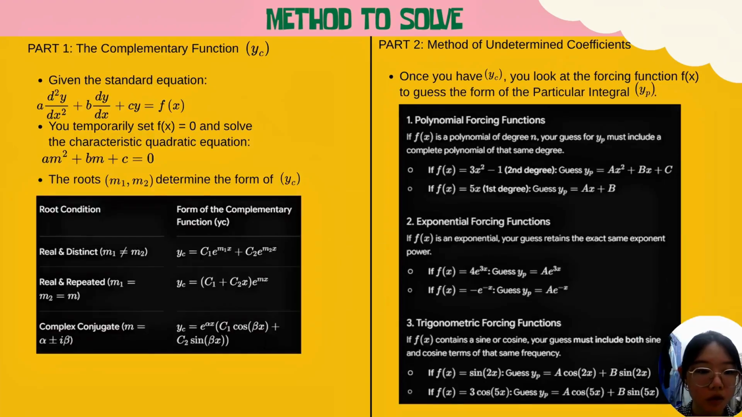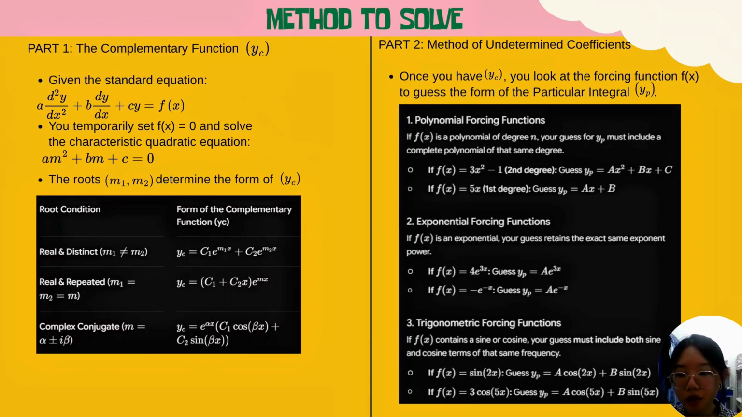To solve the non-homogeneous second-order linear differential equation, we separate it into two parts. The first part is the complementary function. Given the standard equation as shown in the slide, you temporarily set the function f(x) equal to 0 and solve the characteristic quadratic equation, which is am squared plus bm plus c equals 0. The roots m1, m2 determine the form of the complementary function. You can refer to the table given in the slide.